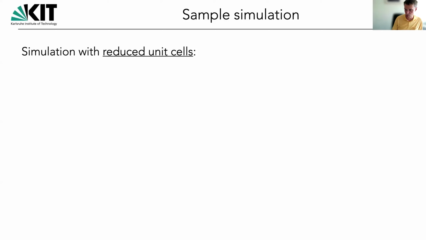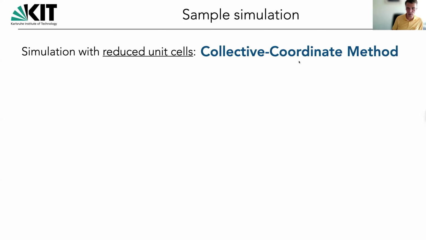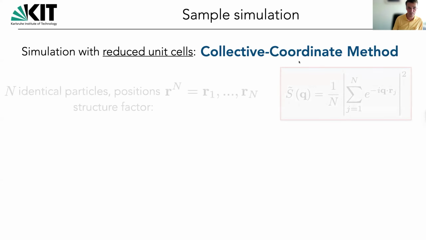But as I said, we do not want to do these simulations on a large scale, but we want to squeeze down these structures on shorter length scales, or we want to take smaller unit cells into account that nevertheless have the same properties as these large scale objects. And this is something where this collective coordinate method comes into the game.